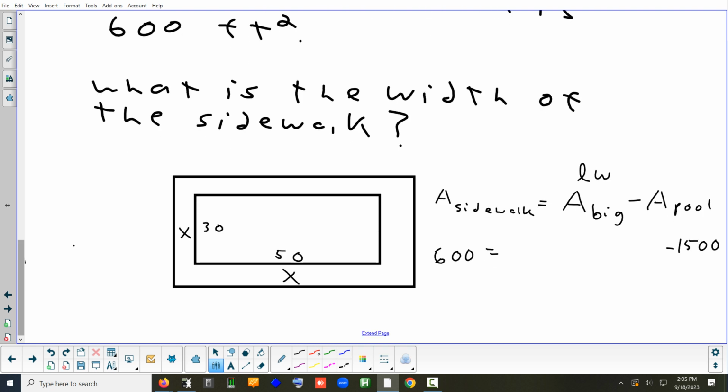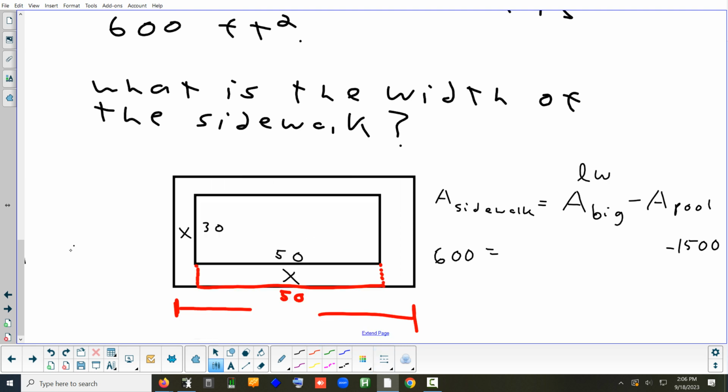Okay, so the area of the big rectangle. First, I need the length. Well, the length is from here all the way to here. Do you think the length of the big rectangle is more than the length of the pool or less? More. Yeah, it's definitely more. It's a little bit more. How much is that section from there to there? 50 feet. That section is 50 feet.